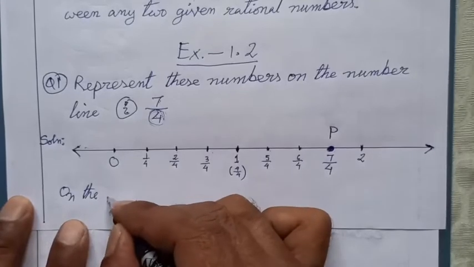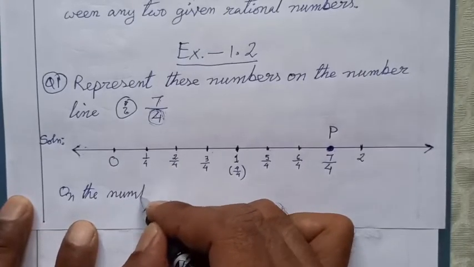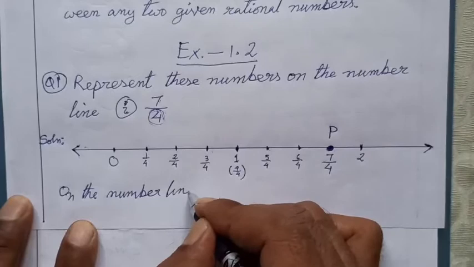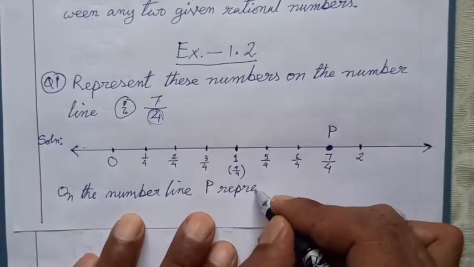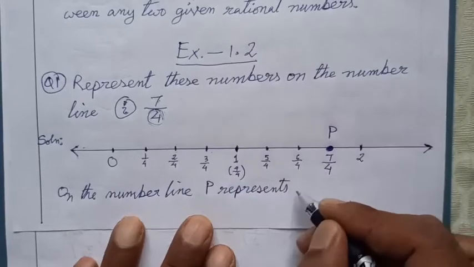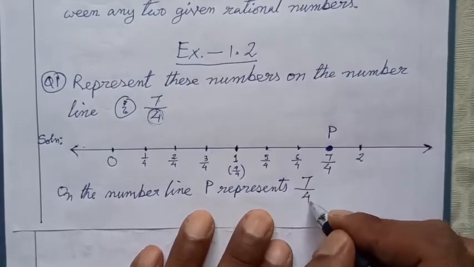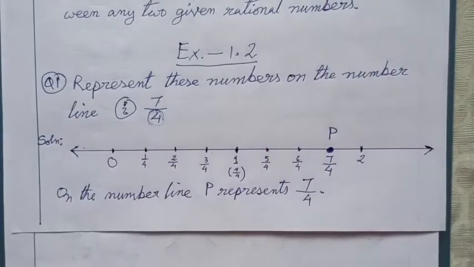On the number line, P represents 7/4. Here question number 1 is over.